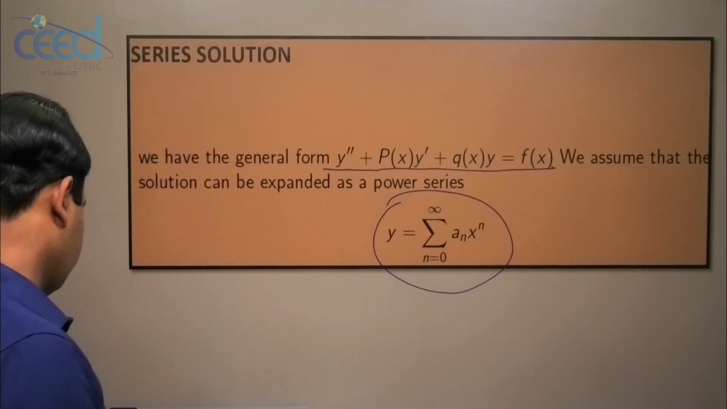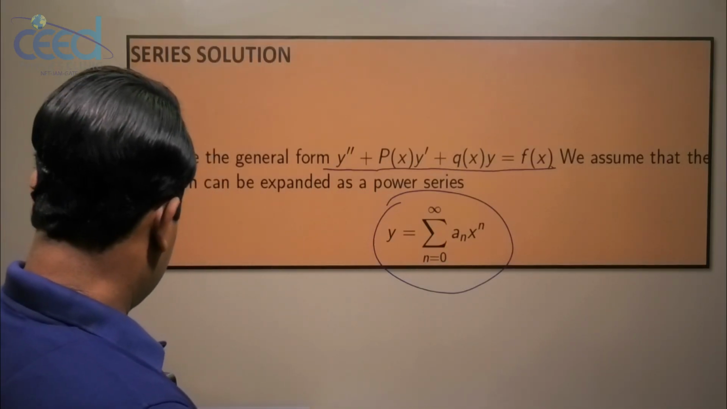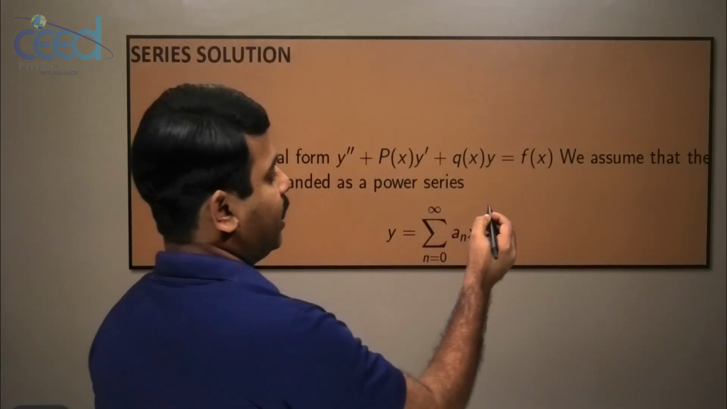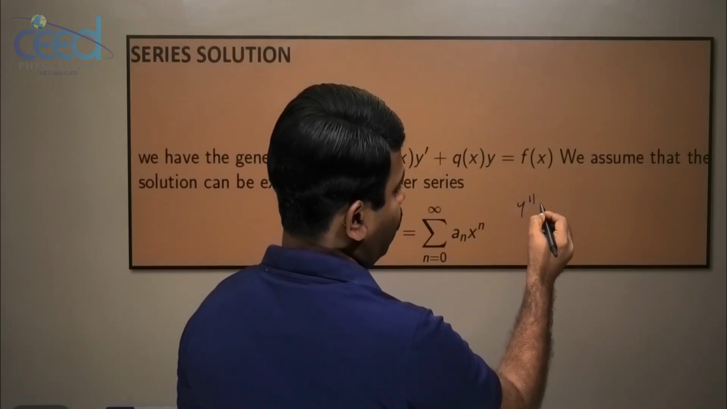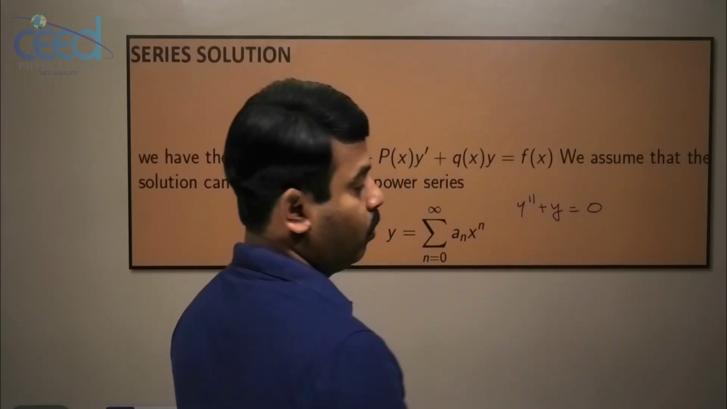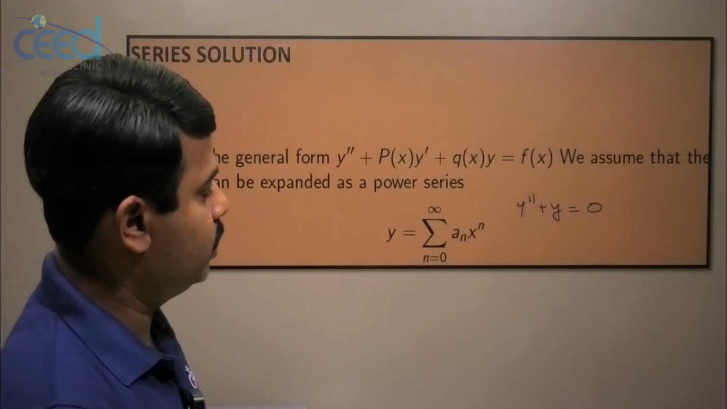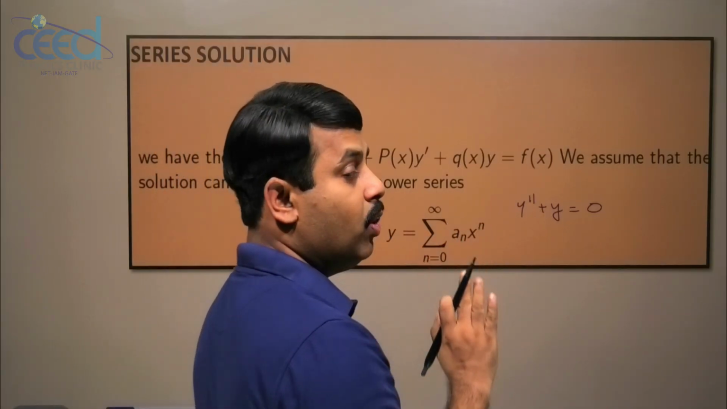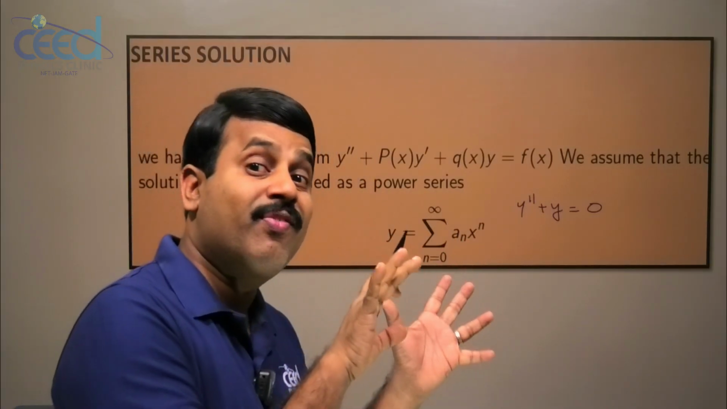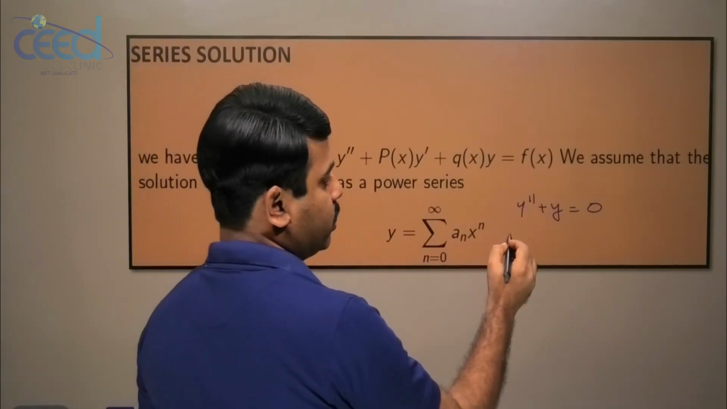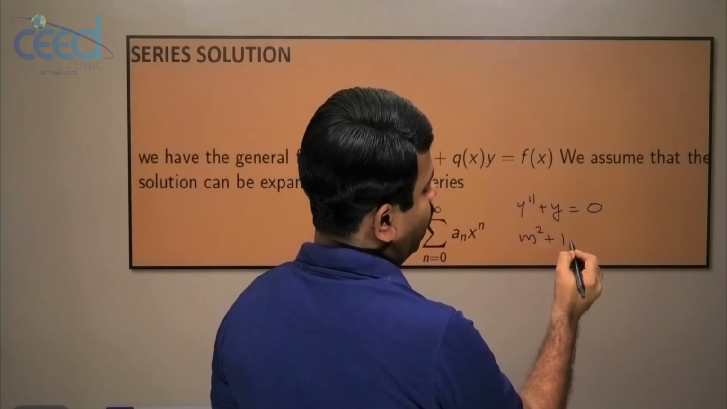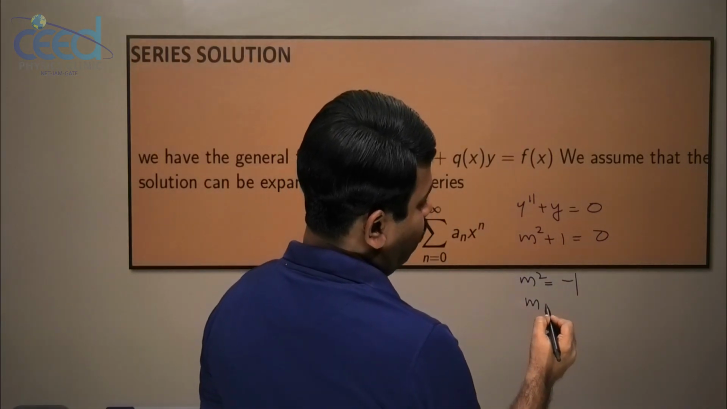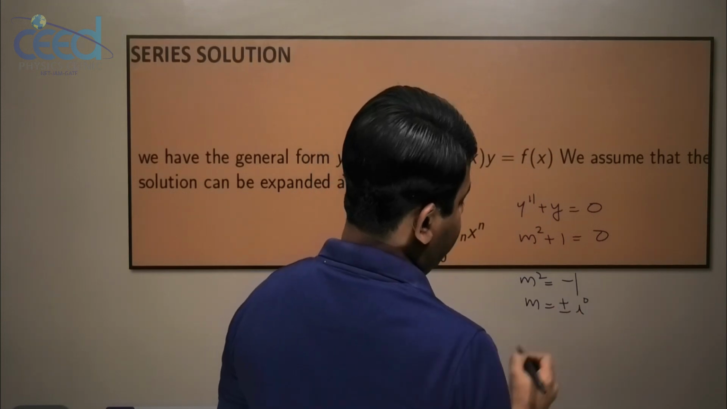See, let us approach with an example. Suppose y double dash plus y equal to 0, right? This is a differential equation. Now how do we solve this differential equation? We solve the auxiliary equation. That is the method we have previously studied. Auxiliary equation: m square plus 1 equal to 0, then m square is equal to minus 1, then m is equal to plus or minus i.